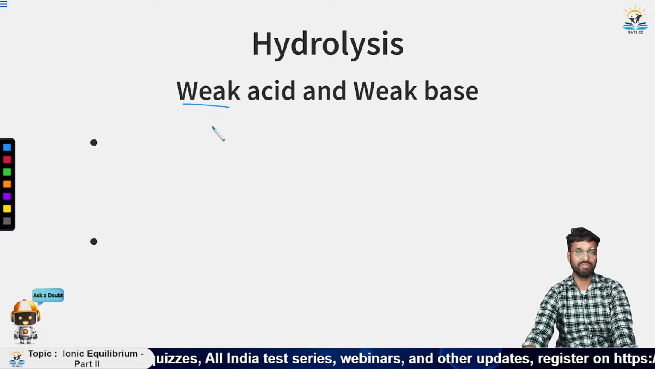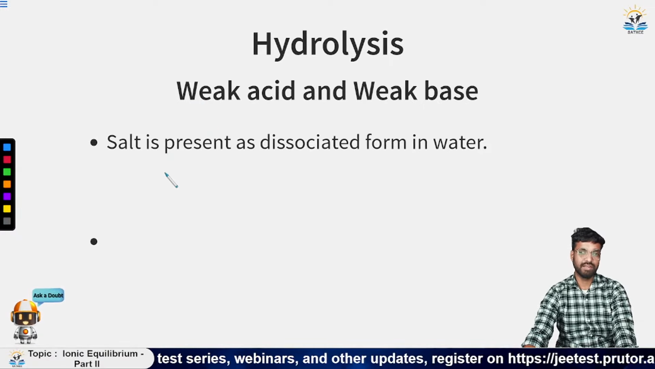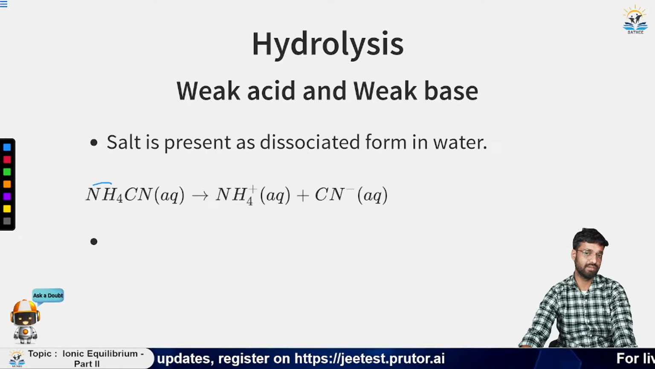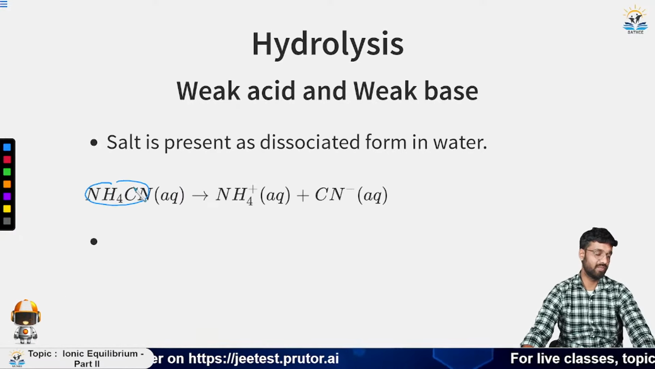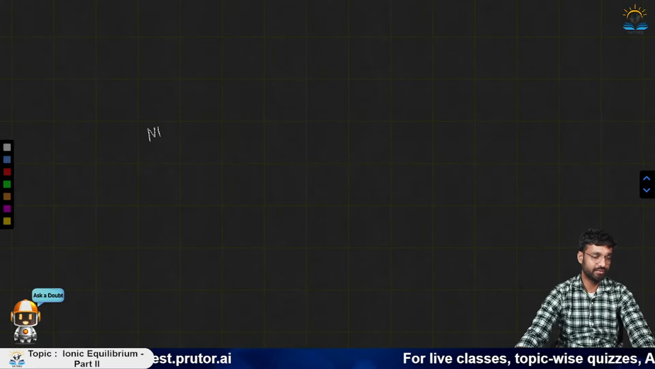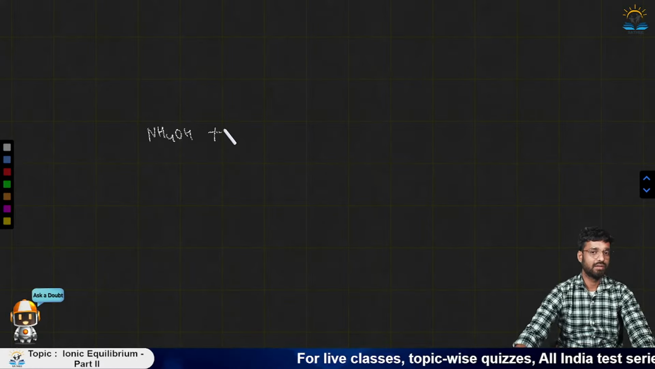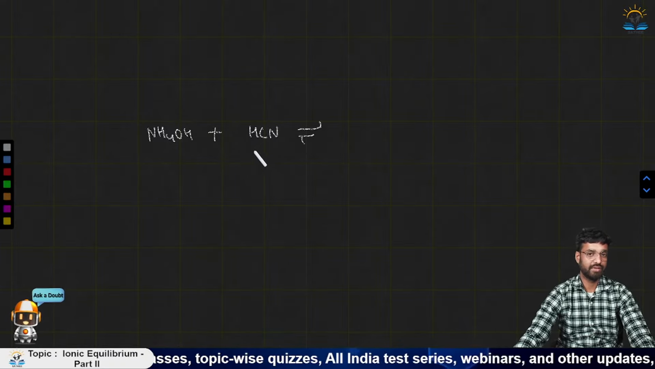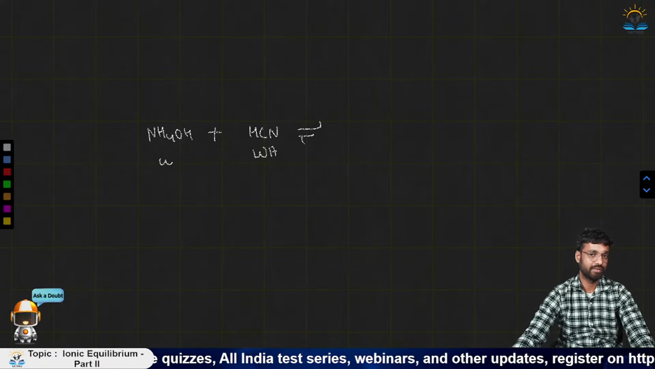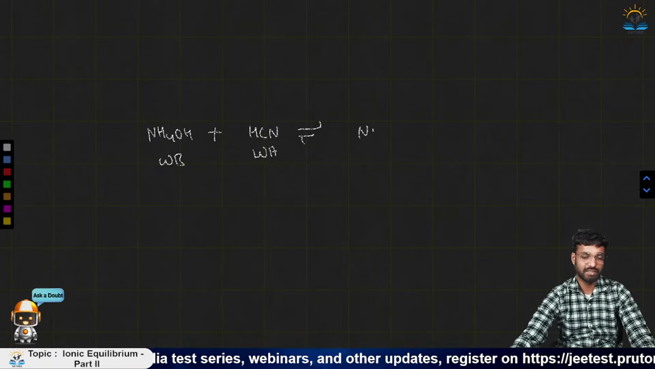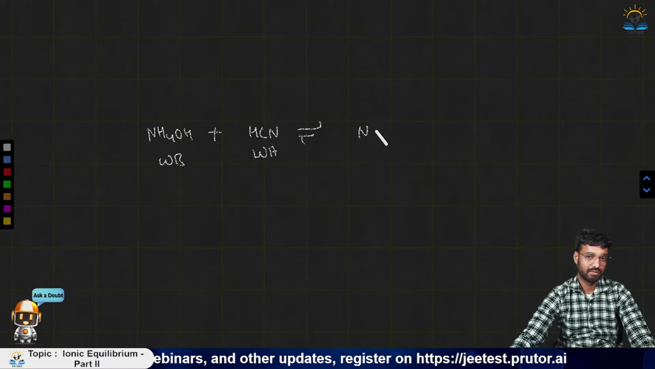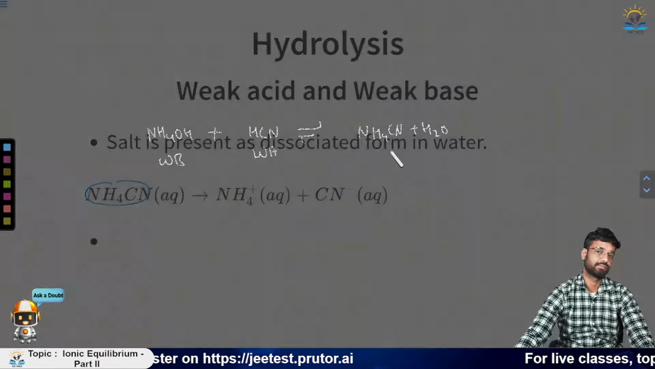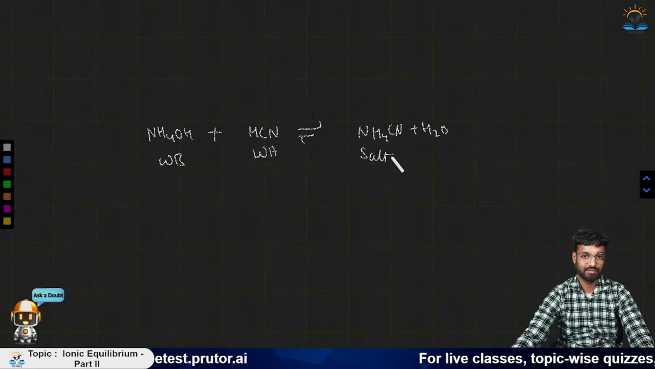Now let us see the example of a weak acid and weak base. Again in this case also the salt will be present in dissociated form in water. Suppose we have this one as a salt. What will be the parent acid and base? It will be NH4OH, that is ammonium hydroxide, plus HCN. Both are weak, so it is a weak acid and a weak base, and a complete neutralization gives us NH4CN plus H2O. So this is the salt we have here.